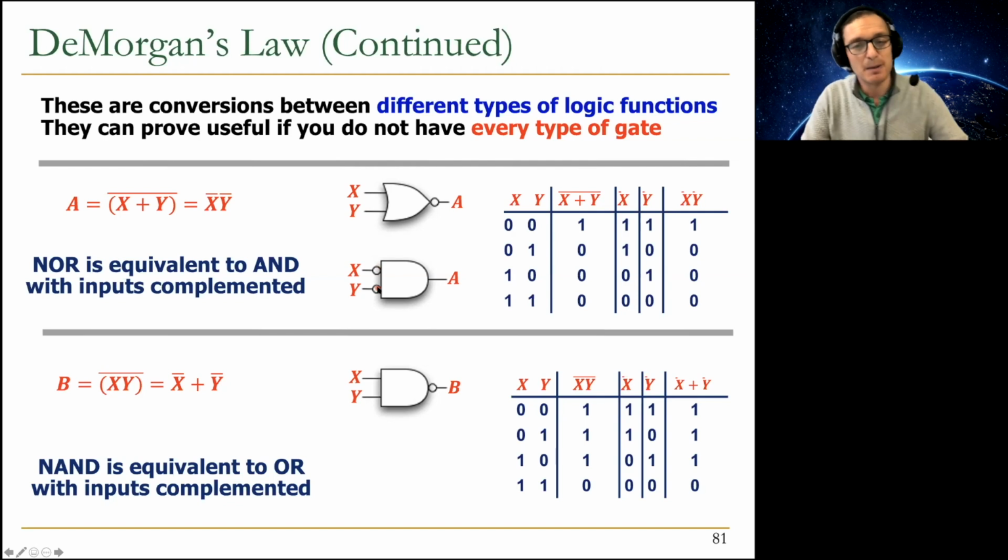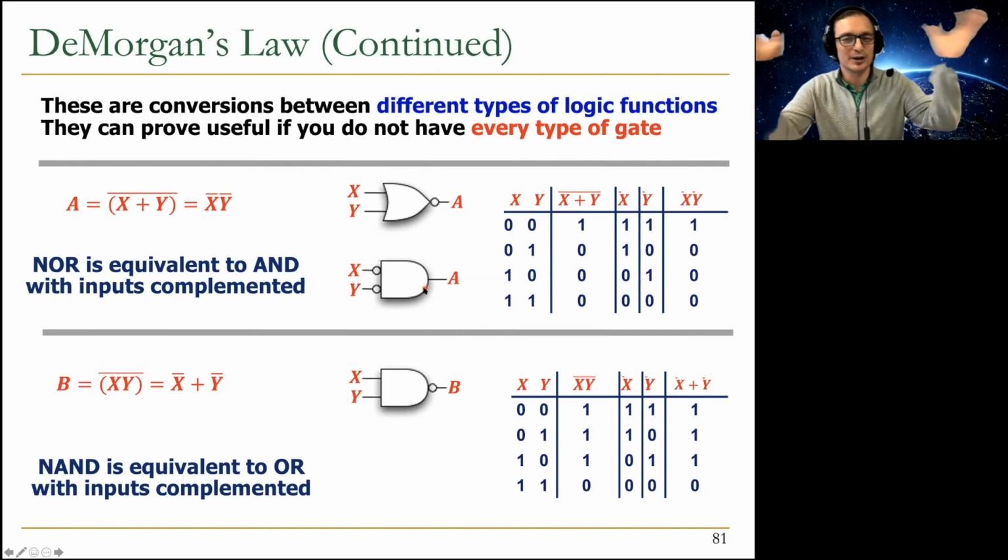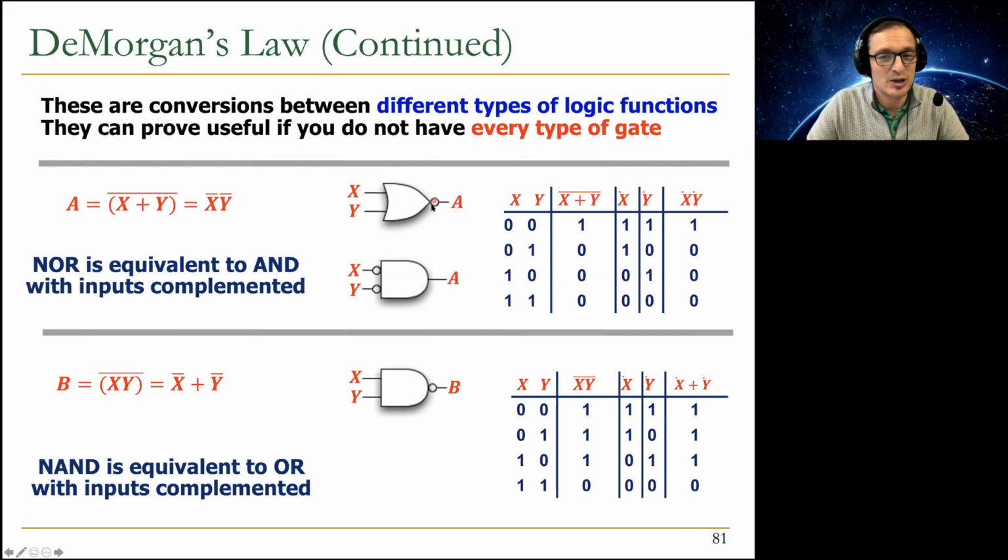We also call this bubble pushing. Another way of getting this gate from this gate is by pushing bubbles. So you have a bubble over here, push the bubble into the inputs, change the type of gate. That's what we did actually. That's one way of applying De Morgan's law pictorially. And I like pictorial thinking. You have a bubble in the output, push them inside like this, and change the gate from OR to AND. It works. Okay, NAND is equivalent to OR with inputs complemented, as you can see over here.